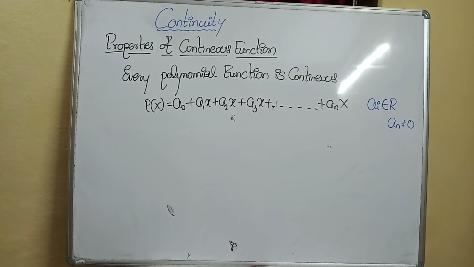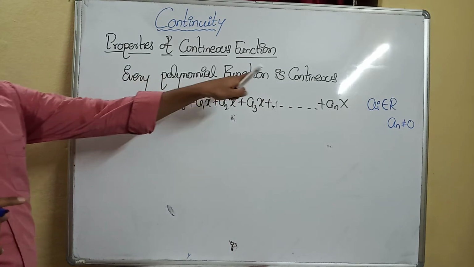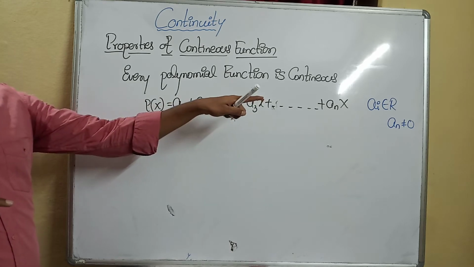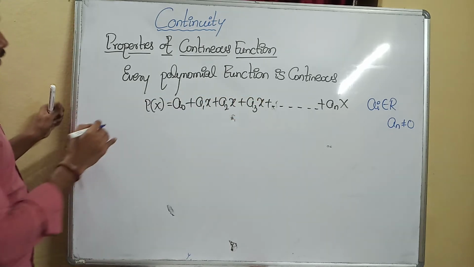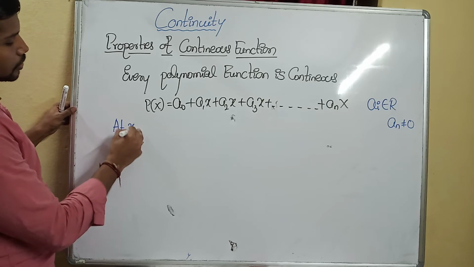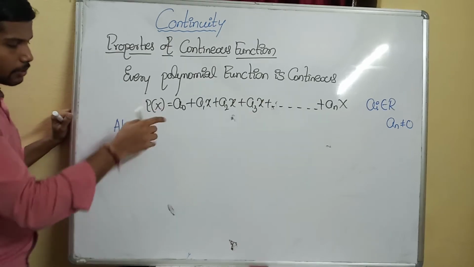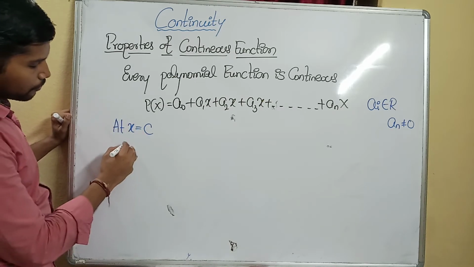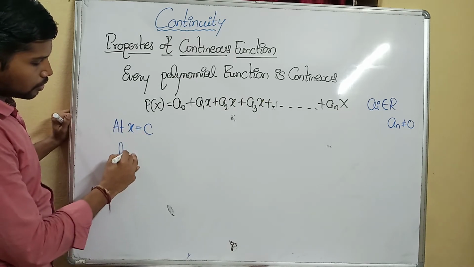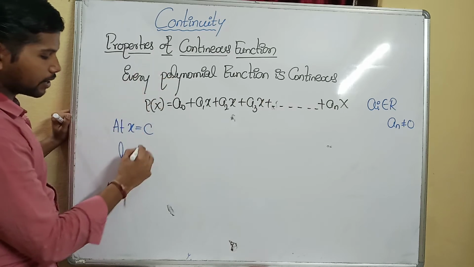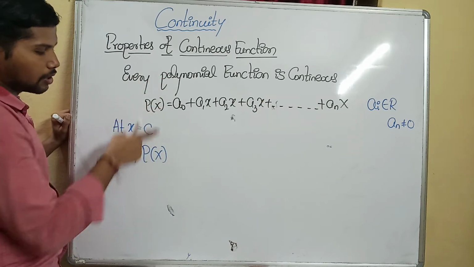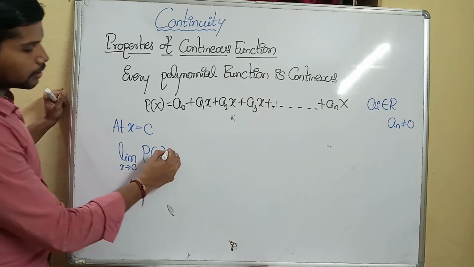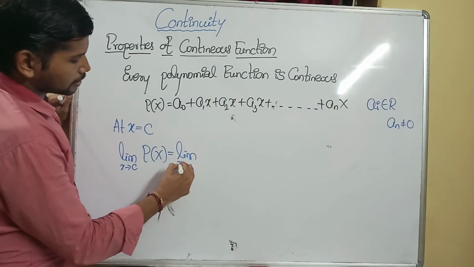Here the next property is every polynomial function is continuous. That is p of x, I defined a general polynomial of the nth order. Okay, at x is equal to, instead of taking a, I'd like to take it as c because a is already used in the property. At x equal to c, I'd like to define, okay, concentrate on the board, limit of, instead of taking f of x, I'll take p of x because polynomial function is p of x as x tends to c. Okay, got it?